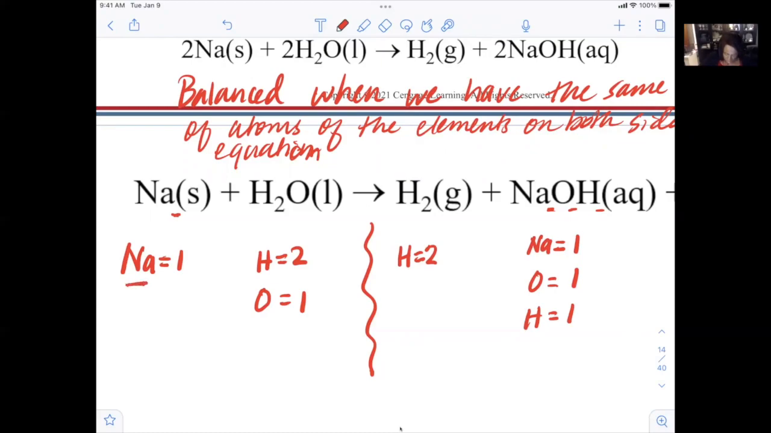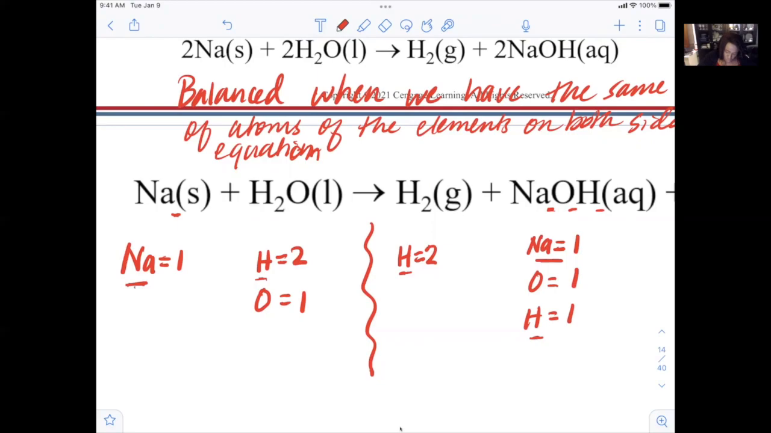I have one sodium on the left, one on the right. I have, let's see, hydrogen, two on the left. I have two here, but I have one here. Since hydrogen is kind of complicated, I'm going to wait to balance it last. You want to balance the more complicated elements last. I prefer doing it that way. You may have your own way. And if your way works for you, I would say stick with that. Work with it until it stops working and then switch it up, okay?